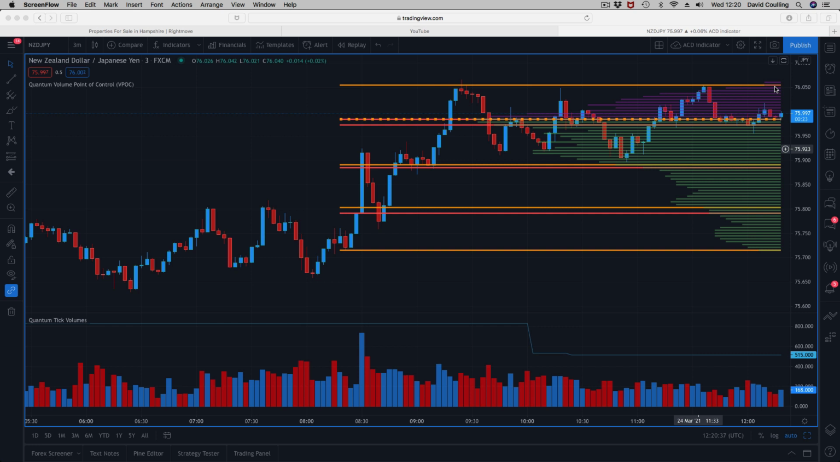Now, bear in mind, this is obviously just one time frame. And as we always urge you to do as traders, use multiple time frames, and the same will apply here. It's exactly the same principles. You have to use this indicator in multiple time frames.